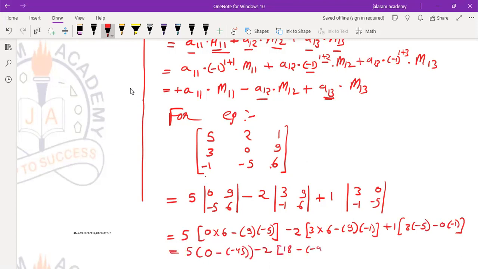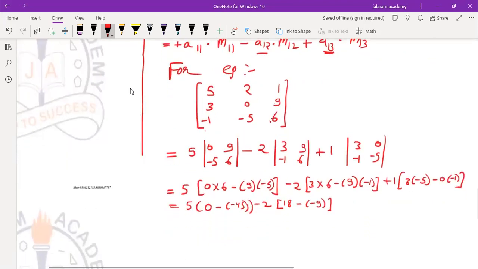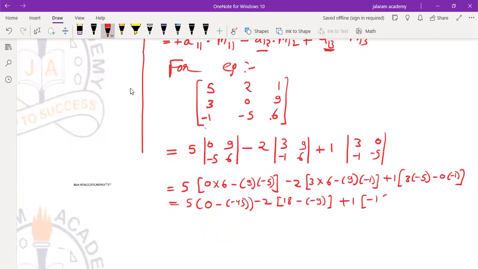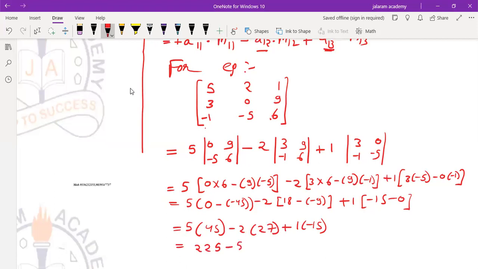18 minus -9, plus 1 into -15 minus 0. So 5 into -45, 45 minus 2 into 27 plus 1 into -15. 45 fives are 225, minus 54 minus 15, that is 225 minus 69. So the value is 15 minus 9, 6, 21 minus 6, 15. So the answer is 156.